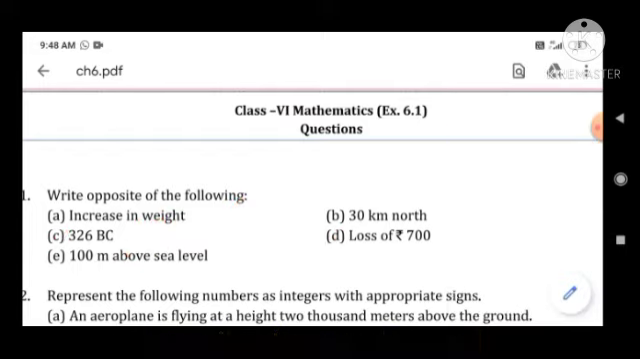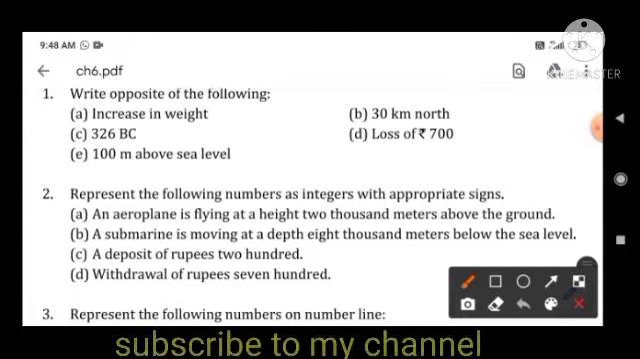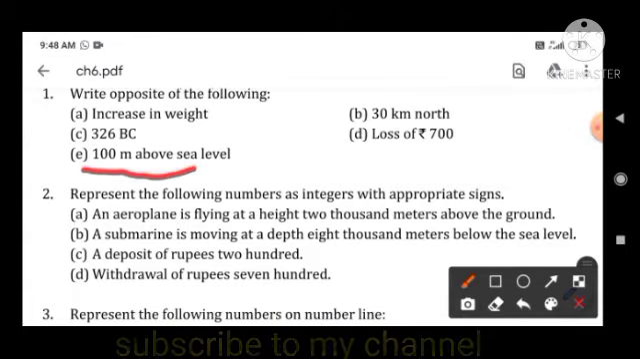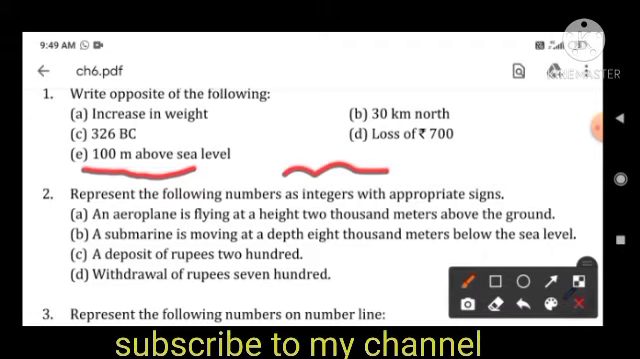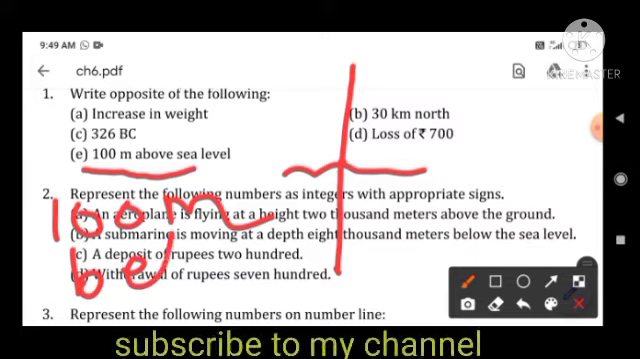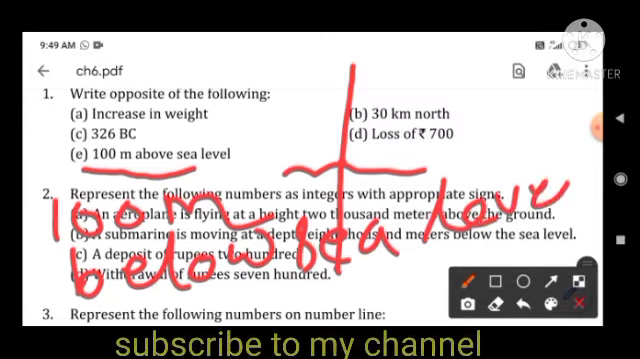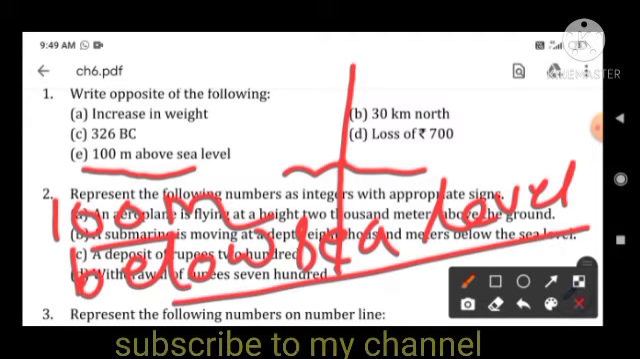Now E question is given how much? It is given 100 meter above the sea level. So if this is the sea level, 100 meter above, then what will be the opposite? Opposite will be below, isn't it? So you will write 100 meter below sea level. You will write the answer in this way. Please note it down in your notebook.